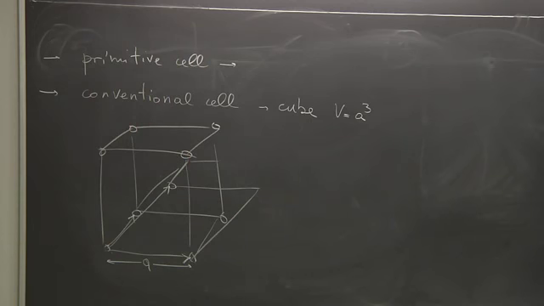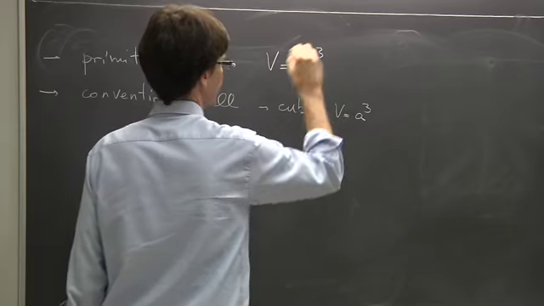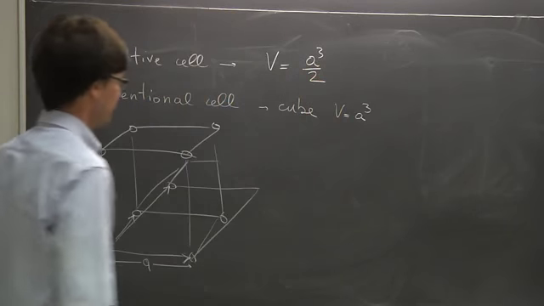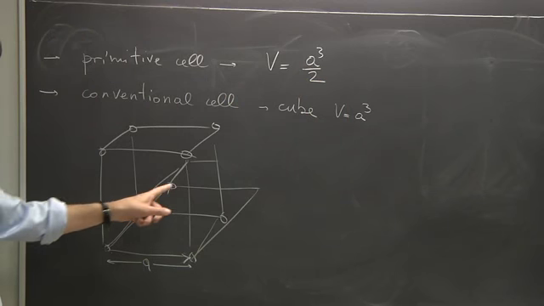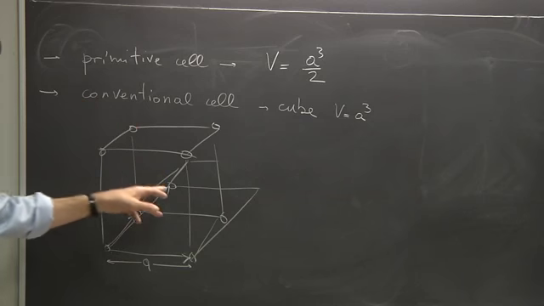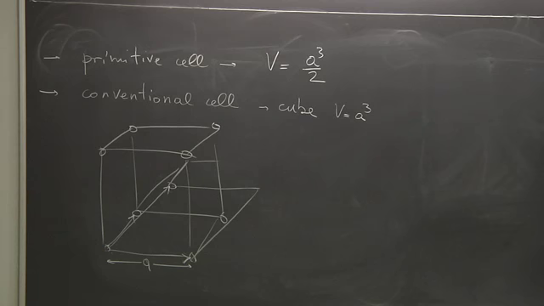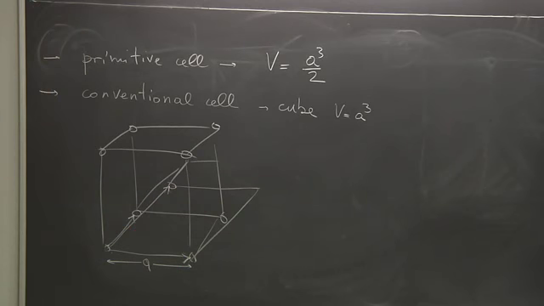Don't ask me to draw it. It's a very complicated object. And the volume is going to be how much? Over 2, right? Because the volume of the Bravais lattice is going to be 1/2. We're going to have 2 points in the conventional cell, so the volume of the cell that comprises only 1 point is going to be 1/2 of the cube, without even the need to calculate it.